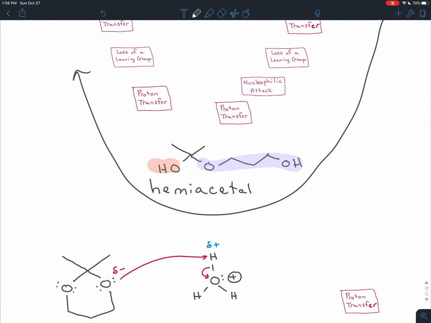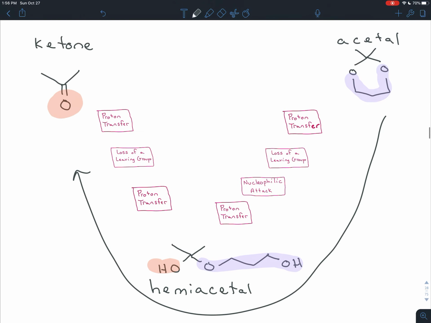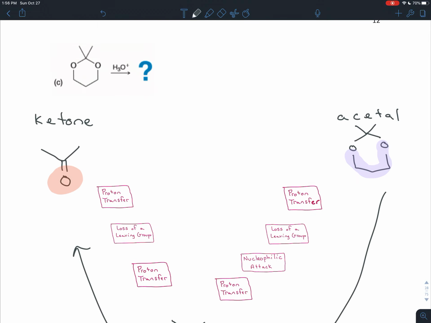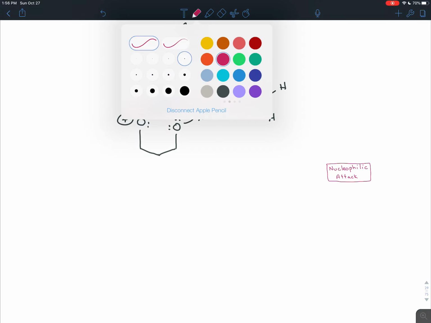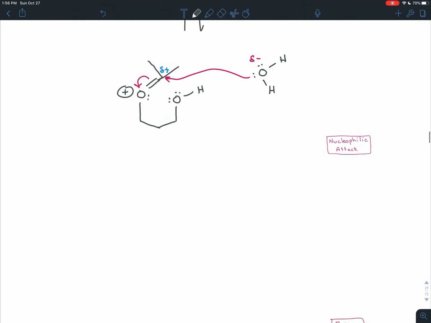Now, we want to get an OH on the molecule. We can't use OH minus because we're doing this in acidic solution. So instead, we're going to use water. Water can come in. The oxygen can act as a weak nucleophile, slightly negative. It can come in, attack the carbonyl carbon. That'll push the pi electrons onto the oxygen to help stabilize the positive charge there, and that's our nucleophilic attack.